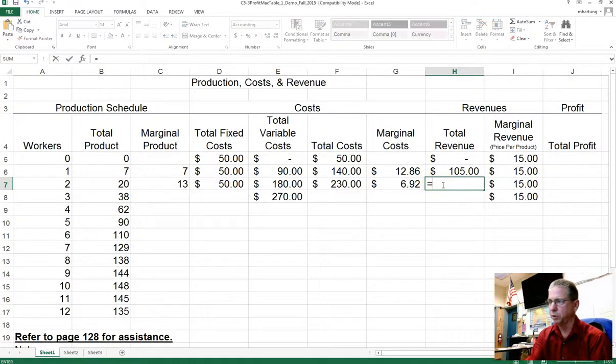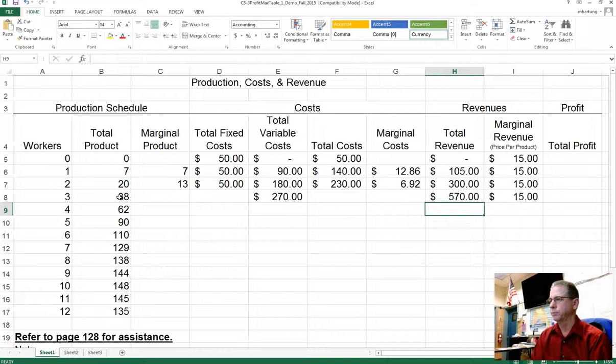Let's see, we'll do 2 more. Equal sign. Marginal revenue times 20. And marginal revenue, or our price, times 38 in this example here. And one last column to do. Calculate profit.